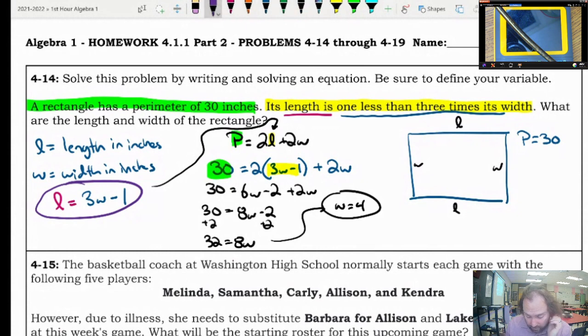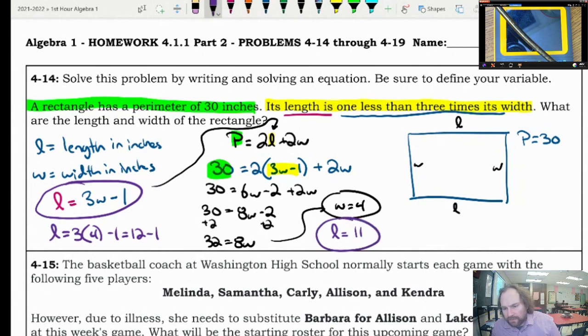So now we know the width is this. We know that the length over here is equal to 3 times the width minus 1. 3 times 4 minus 1, which is 12 minus 1, and that's why the length is equal to 11. These are some of the toughest problems that we have to do in Algebra 1, and so give yourself some credit if you struggle with that one a little bit.